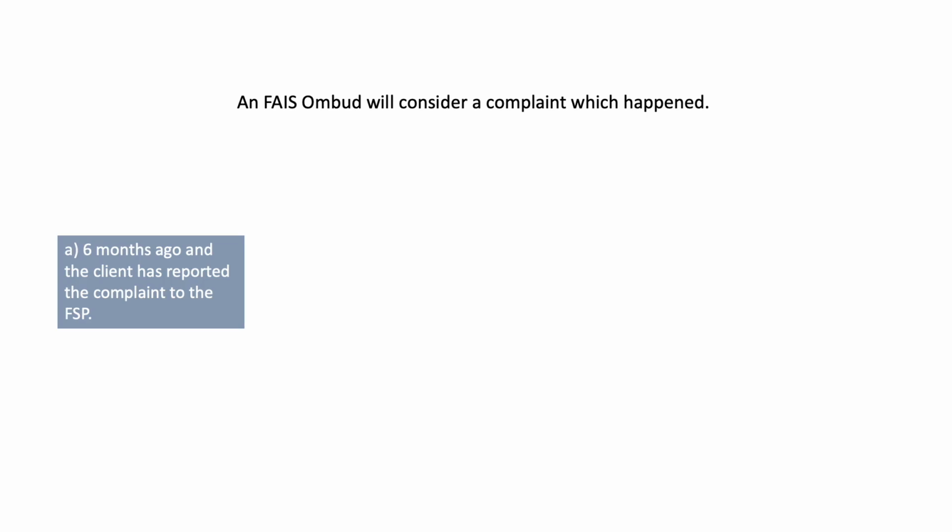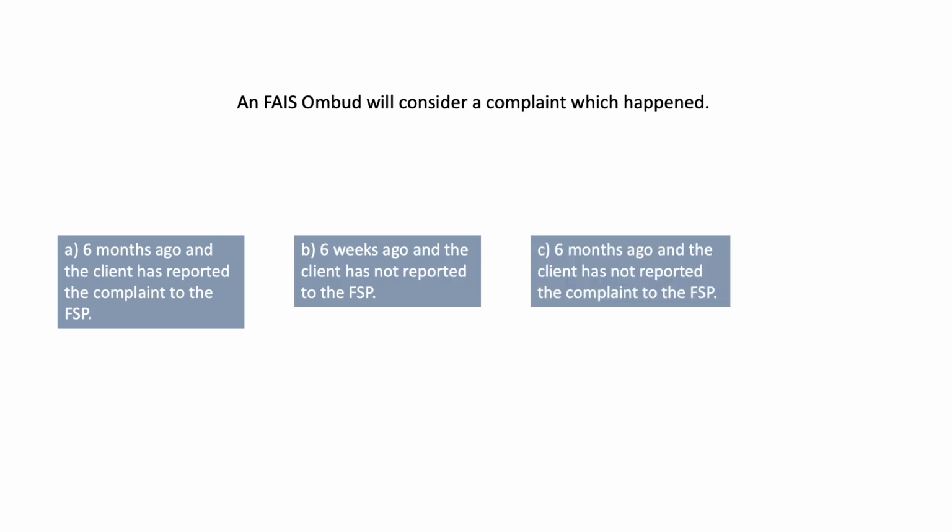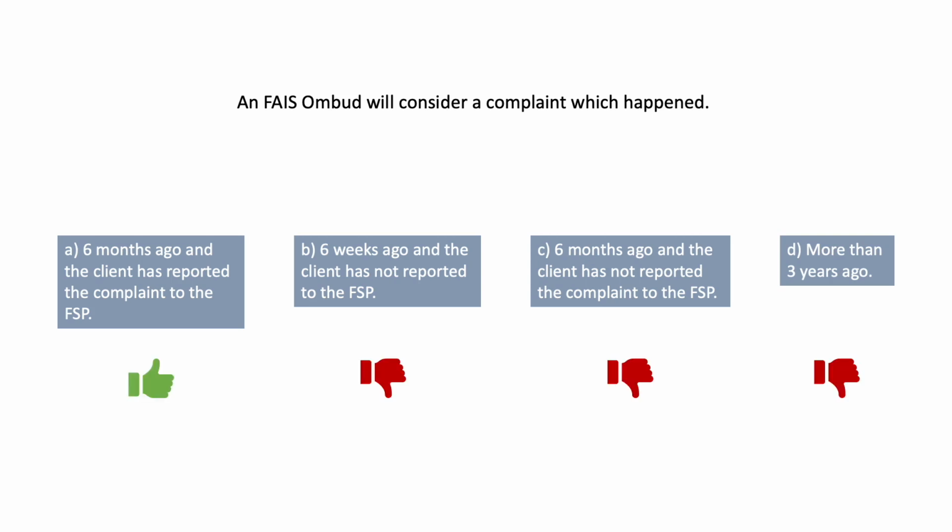Question 4. The FAIS Ombud will consider a complaint which happened or occurred A. 6 months ago and the client has reported the complaint to the FSP. B. 6 weeks ago and the client has not reported to the FSP. C. 6 months ago and the client has not reported the complaint to the FSP. D. More than 3 years ago. The correct answer is option A. A complaint which happened 6 months ago and was reported to the FSP will be considered by the FAIS Ombud.